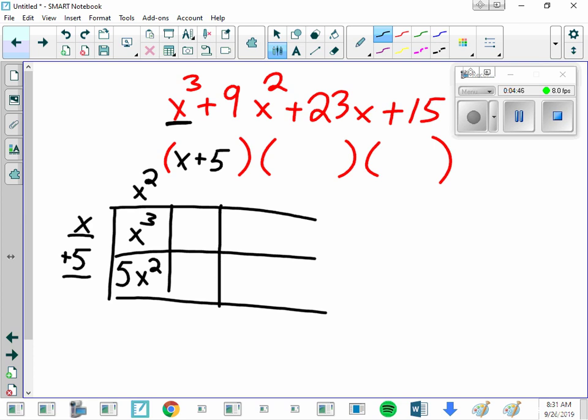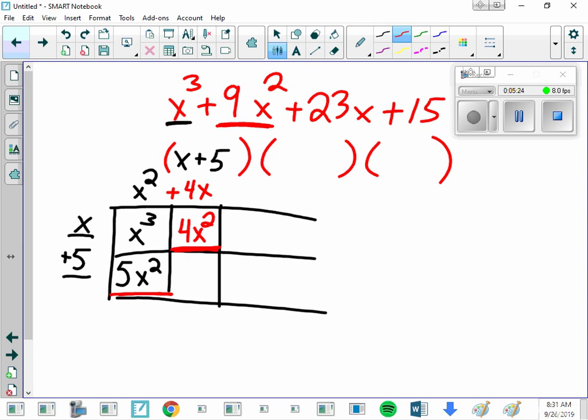Here's where it gets tricky. This box and this box need to add up to be 9x squared. I have 5x squared and I need 9x squared. How do I get there? Add 4x squared. Next step, take out an x. So 4x squared, I remove an x, and I'm left with 4x. So that goes on top.